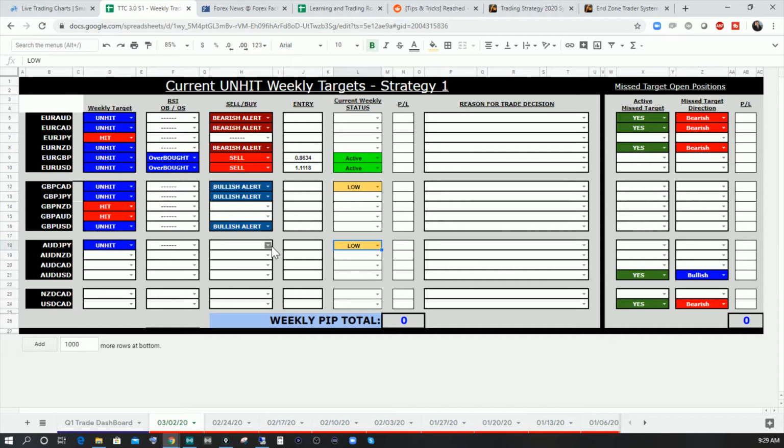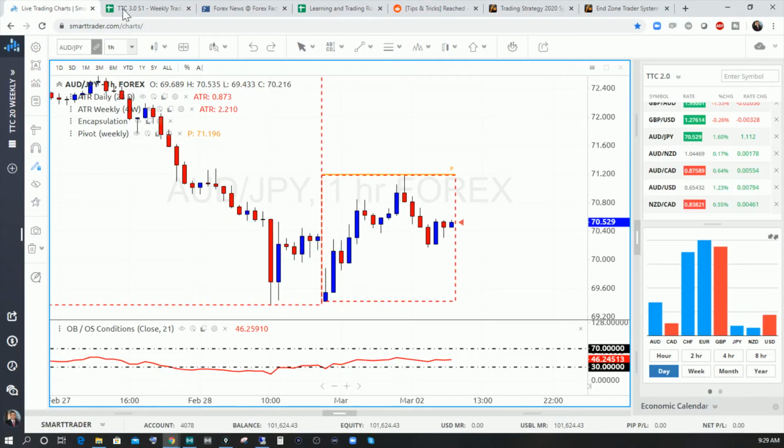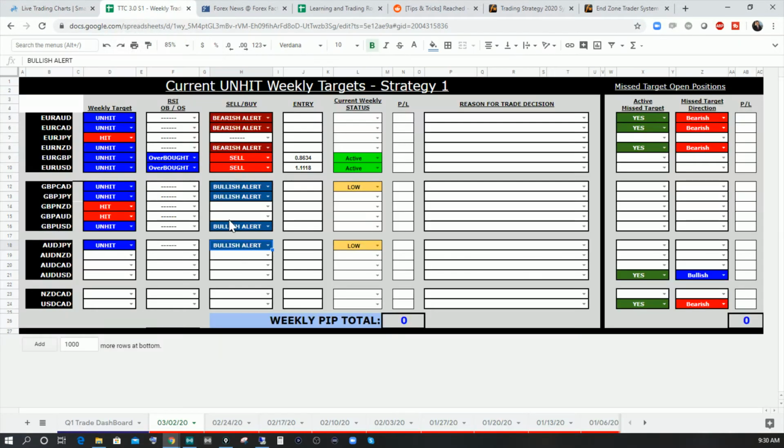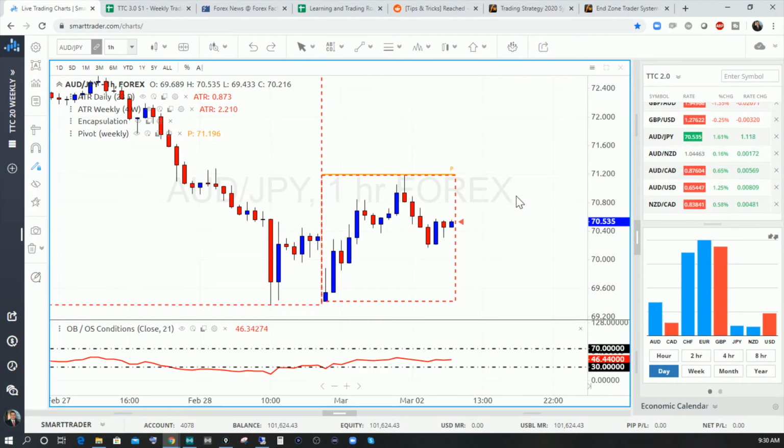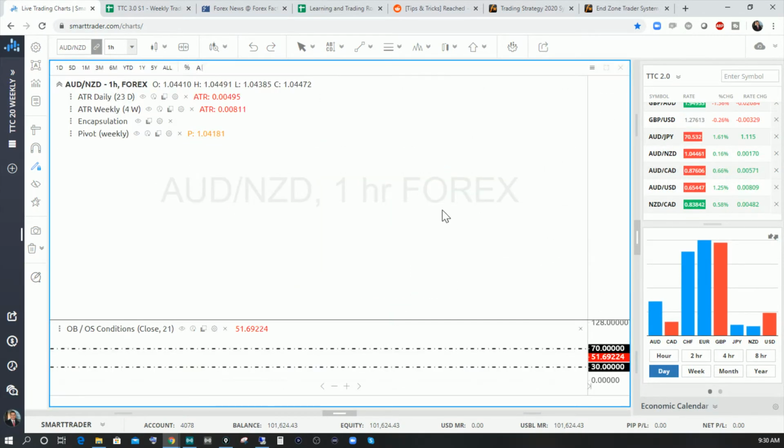And if anything, it's going to be a bullish alert. Yep, bullish alert. So we're going to go ahead and put it in right here. Low probability, not thinking too much for that. And then let's go ahead and take a look at Aussie and New Zealand dollar.